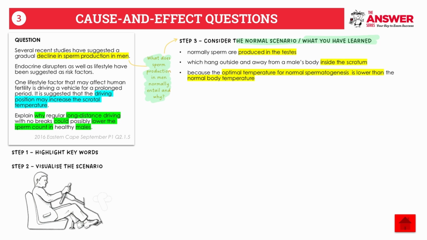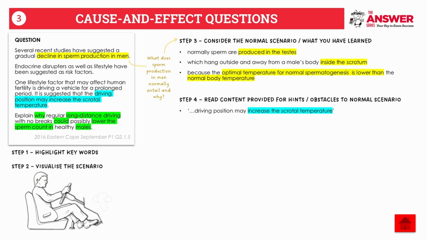So normally, sperm are produced in the testes. And the testes actually hang outside and away from the male body inside the scrotum. The reason for this is because you learned that the optimal temperature for normal spermatogenesis to occur is actually lower than our normal body temperature. That's why it's so important for the testes to hang away from the body.